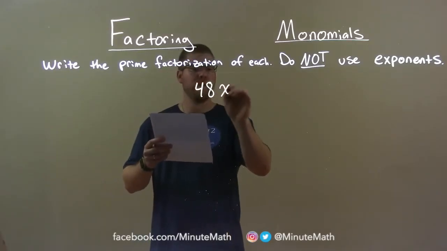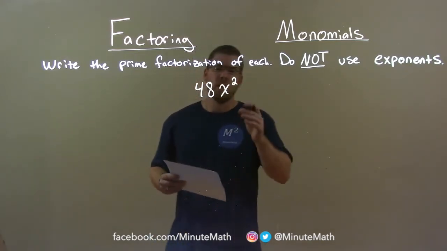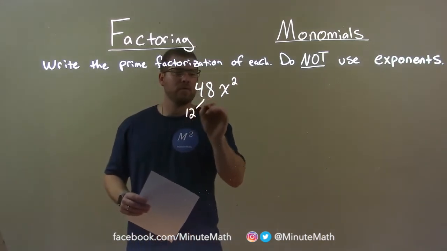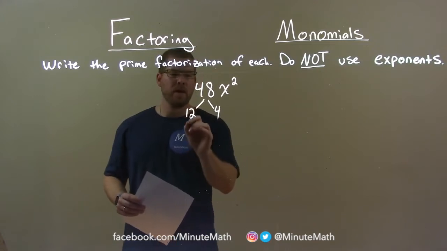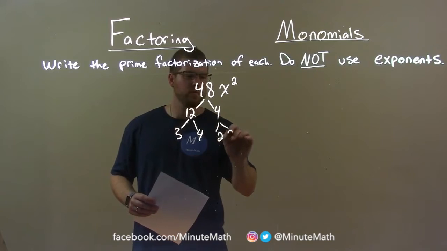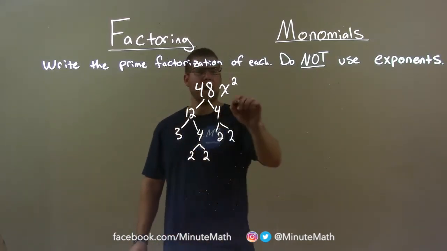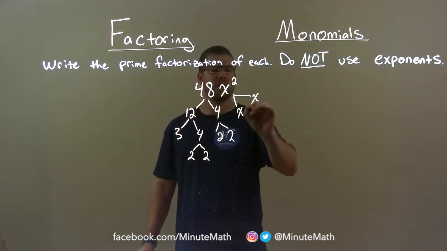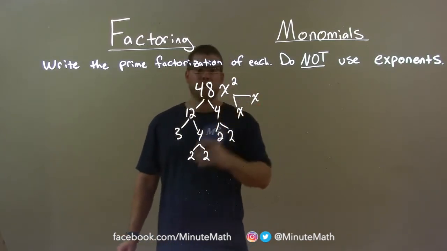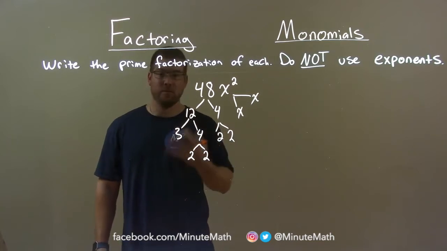48x squared, okay? Well, 48, let's break that down first. 48 is 12 times 4, okay? And 12 is 3 times 4. 4 is 2 times 2, and this 4, again, is 2 times 2. x squared just breaks down to be x times x. So now we've broken down our number and our variable, right? So let's reorganize all this, least to greatest first, and we'll get our answer.